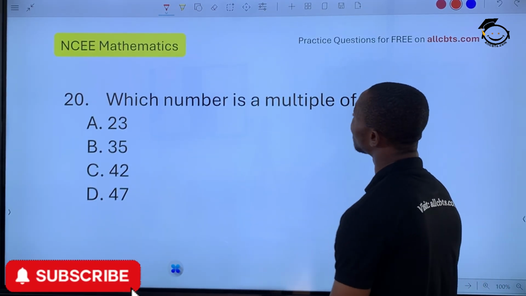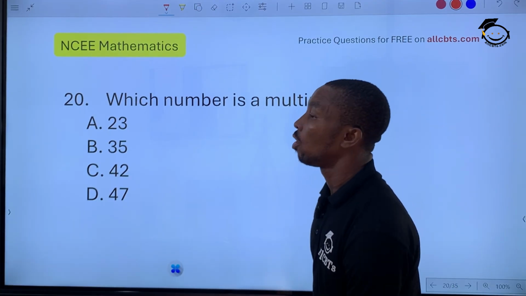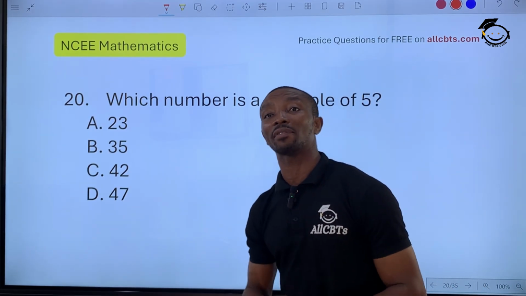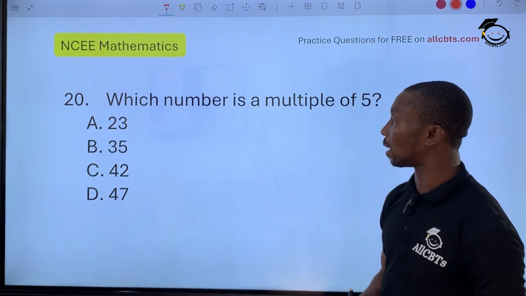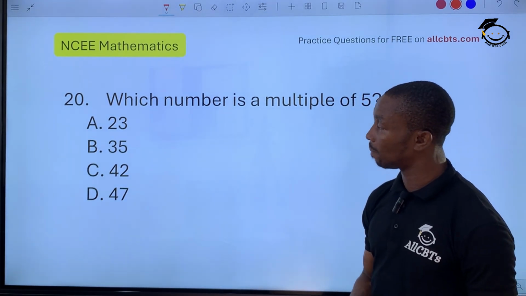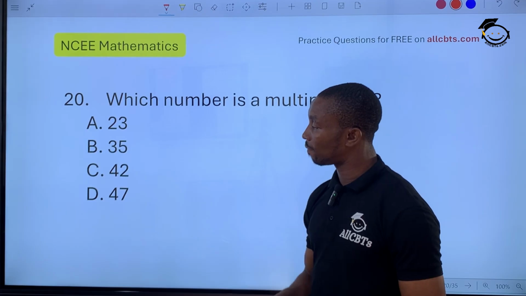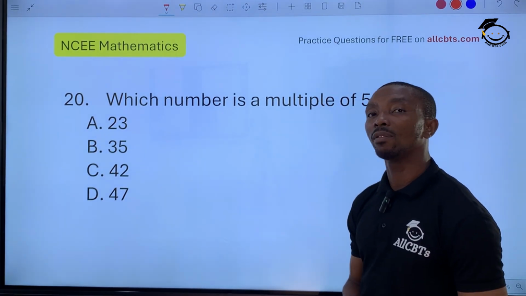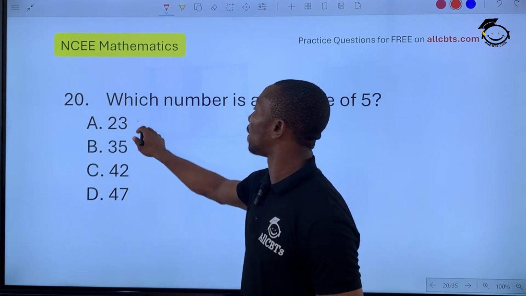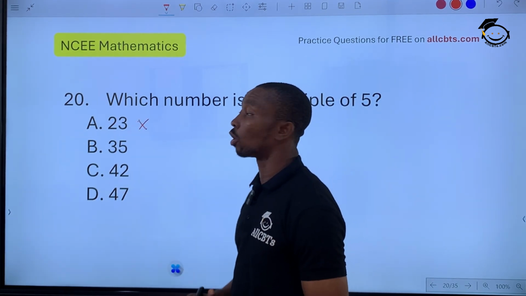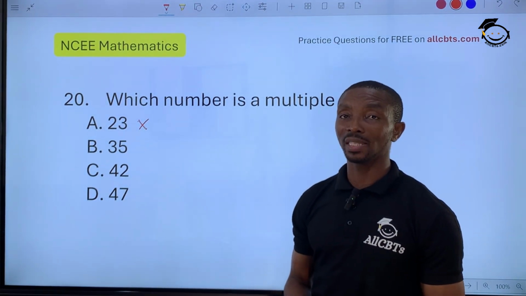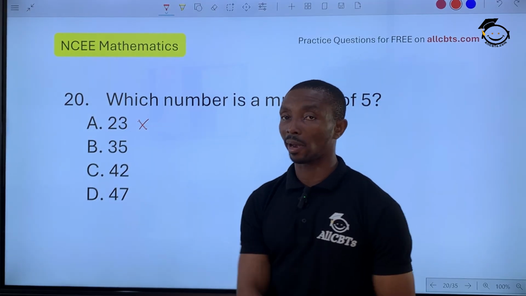Which number is a multiple of 5? Okay, now when we talk about multiples of 5, we talk about numbers that 5 can divide without a remainder. Now if we look at our set of numbers, we have 23, 35, 42, and 47. 5 cannot divide 23 because we will definitely have a remainder. 5 times 4 is 20, so remaining 3.